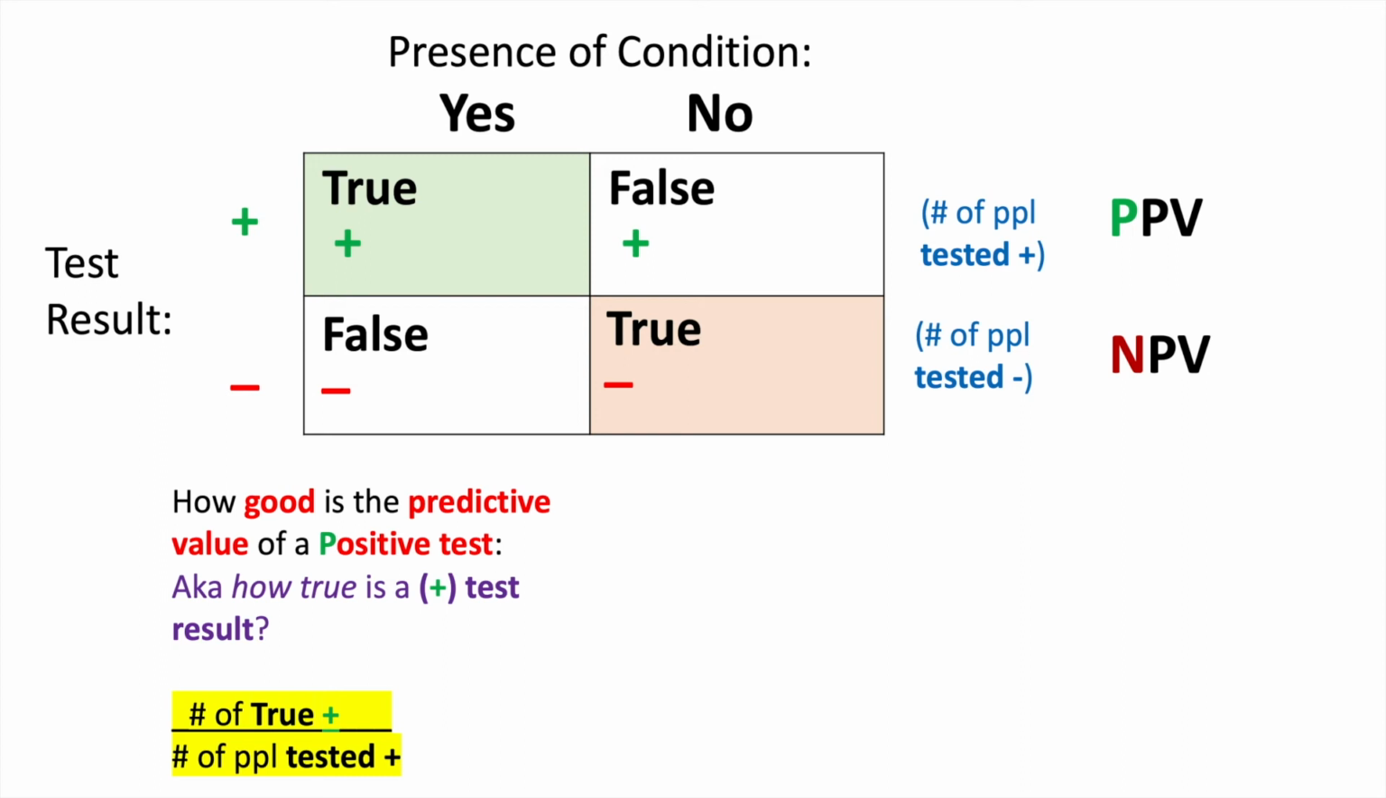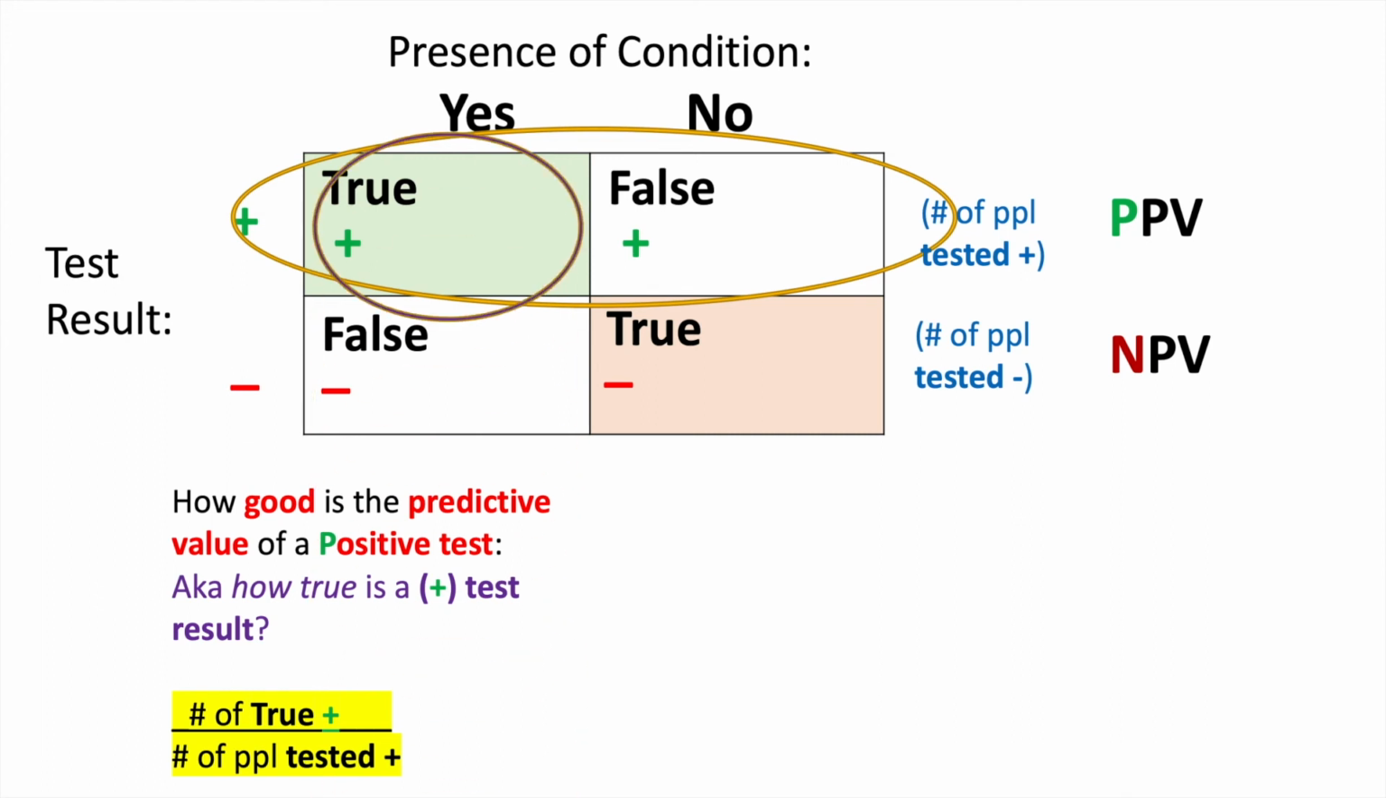To calculate the PPV, we look at the positive test row. And the sum of the two boxes is the total number of people tested positive. I think of PPV as asking how good is the predictive value of a positive test, aka how true is a positive test result. So the number of true positives divided by the number of people tested positive. The group or denominator in this case is the number of people tested positive.